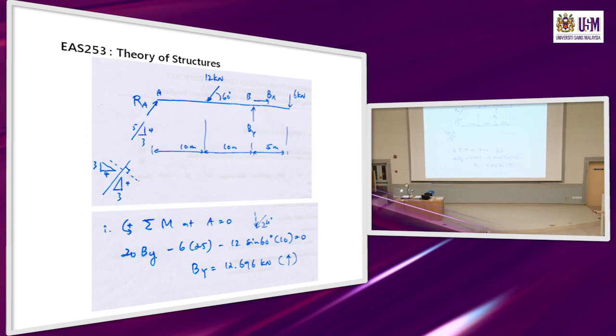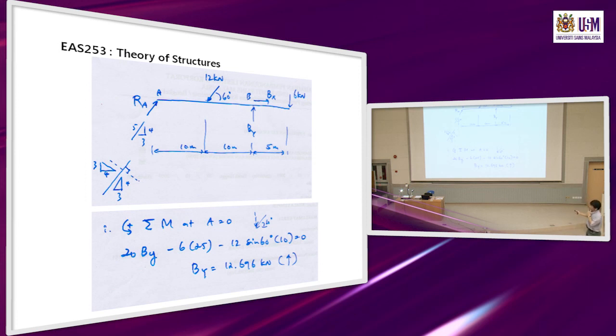So we take summation of moment at A equal to 0. I take counterclockwise as positive. You can also take clockwise as positive in this equation. So BY multiplied with this, minus 6. This 6 is clockwise, so that one becomes negative. 6, 5, minus 12 sine 60. So this is how you consider this. 12, find the vertical component. 12 sine 60, multiplied with 10. And this is clockwise, that's why it becomes negative. Set it equal to 0, you get this. The horizontal component, we don't consider. Why?